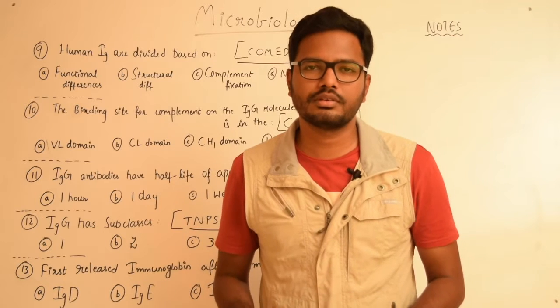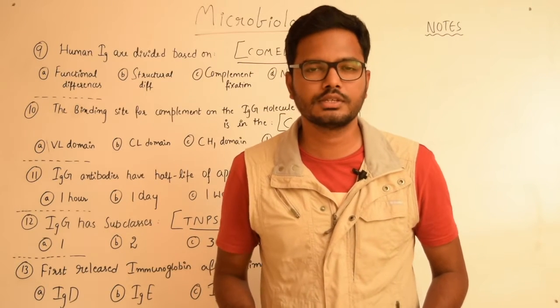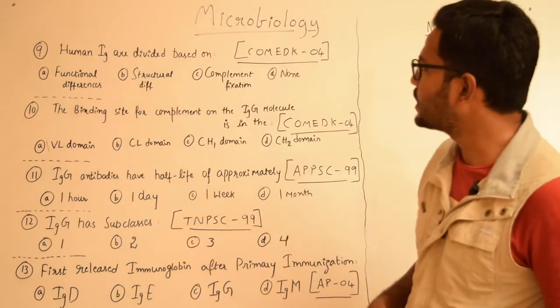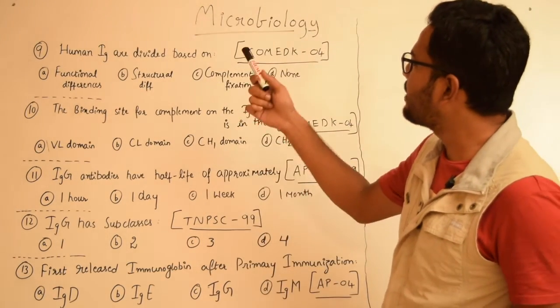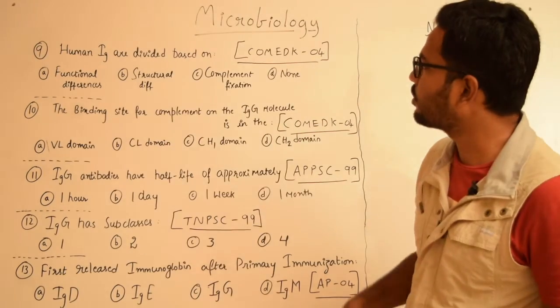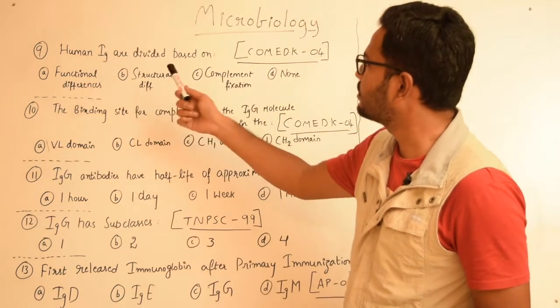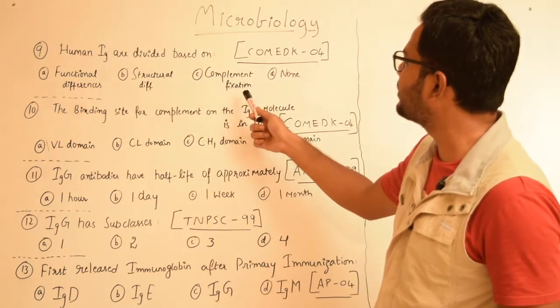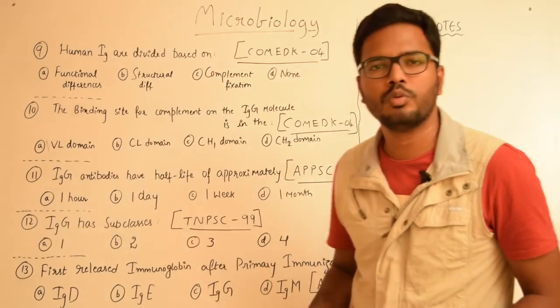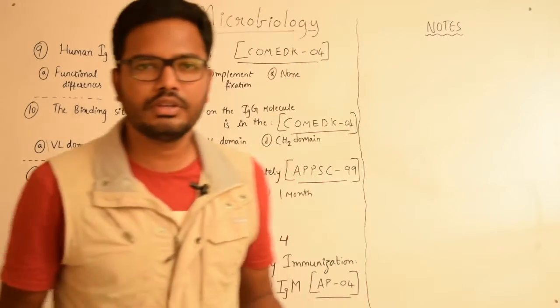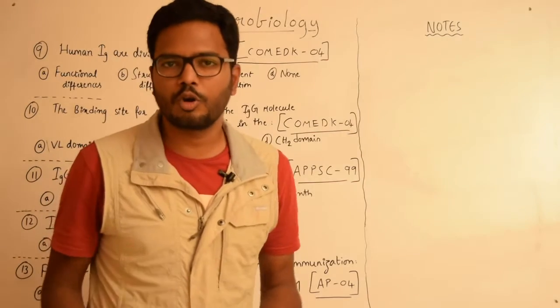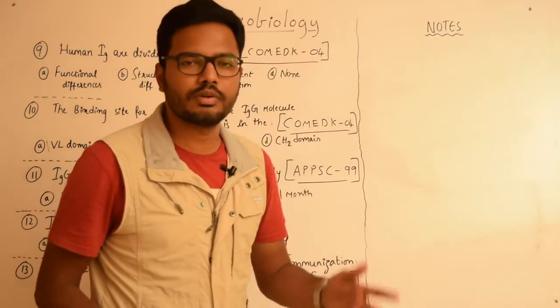In this video, we'll be discussing a few more multiple choice questions in microbiology. Starting with: human immunoglobulins are divided based on functional differences, structural differences, complement fixation, none of the above. So before that, let's briefly see various types of immunoglobulins and the differences between them.